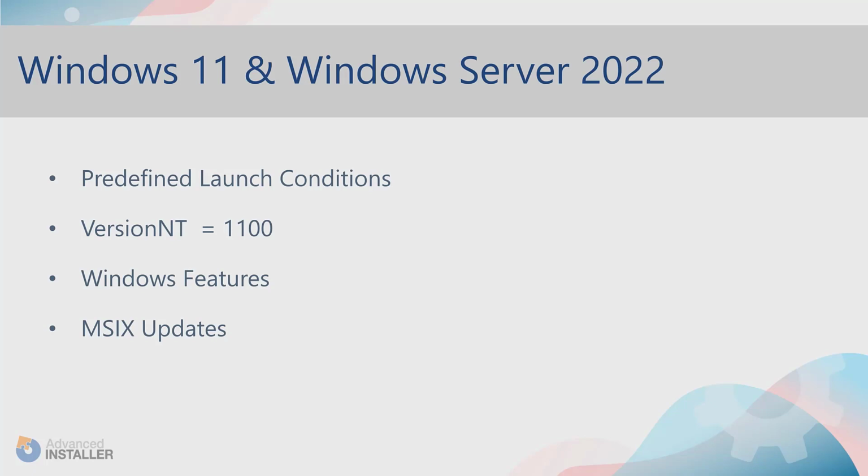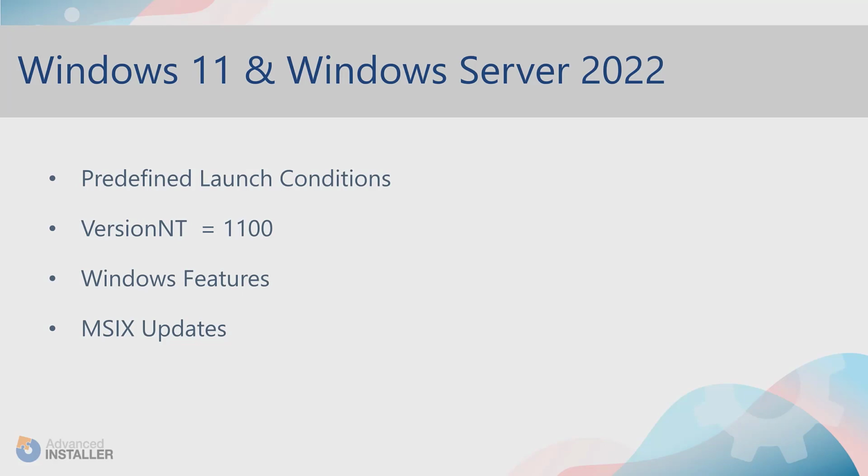Another very important thing that we've done is incrementing the value of the VersionNT property. You can find a list of all the values of this property and how it is set in our documentation. But as you can see in this slide, for Windows 11, the value is 1100. Usually I shouldn't mention this in a webinar, but this property is particularly important for targeting and correctly designing your installers when you have different designs for different versions of the operating system.